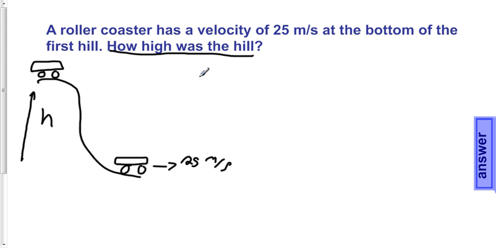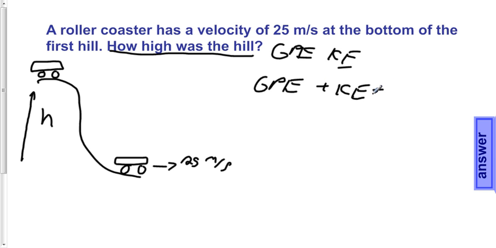In order to solve this problem, it is important to understand conservation of energy. There are two types of energy featured in this problem: gravitational potential energy and kinetic energy. Throughout the entire problem, the gravitational potential energy and the kinetic energy at the same point must always add up to a constant.